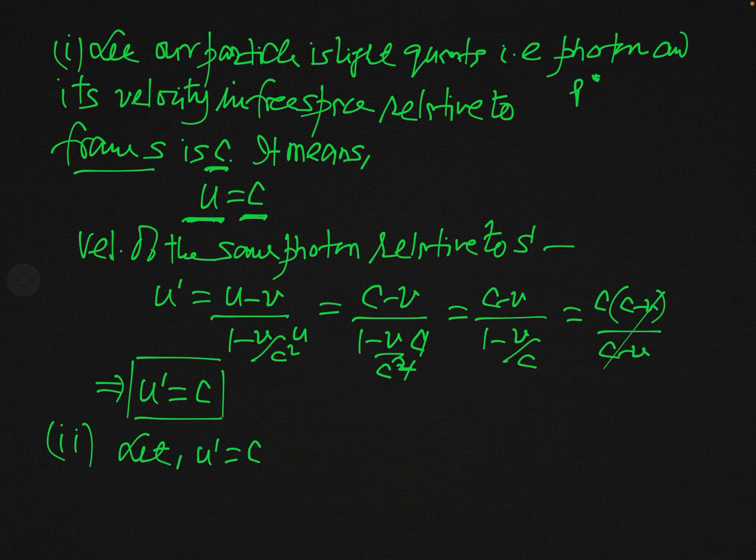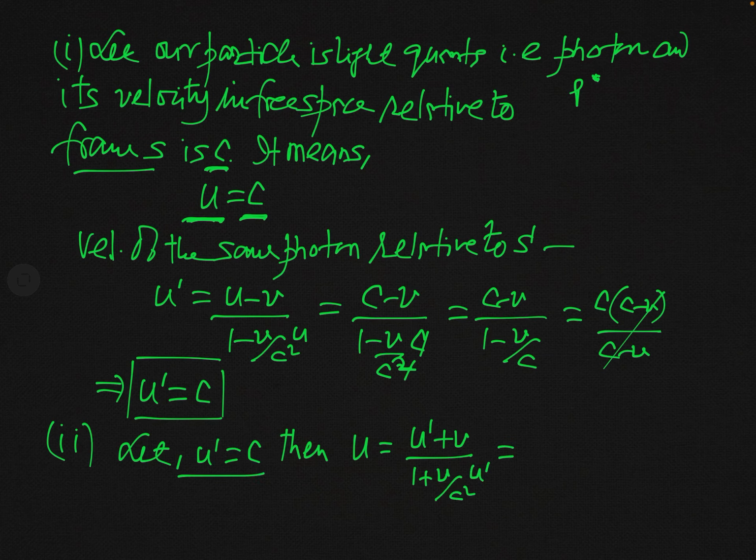When you say u prime equal to c, it means you are considering that the velocity of the photon with respect to frame S prime is equal to c. And if we have considered that u prime is equal to c, then what will be u? You can see from the transformation equation, u equals what? This is u prime plus v over 1 plus v over c square into u prime.